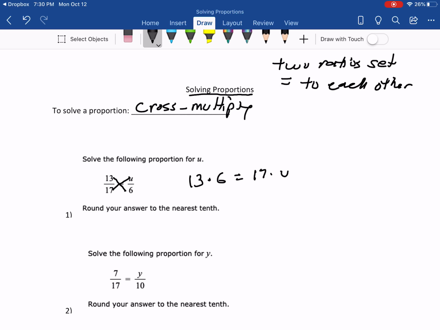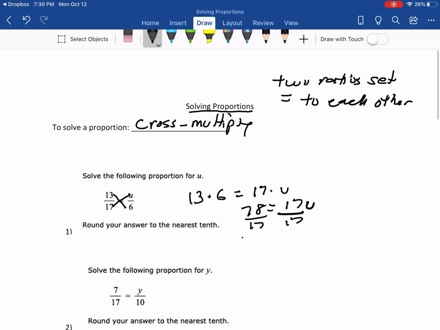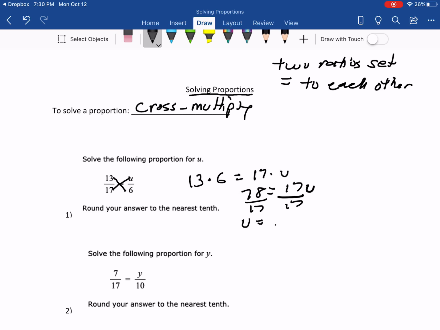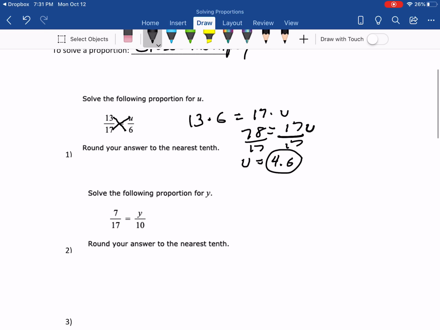So 13 times 6 is 78, equals 17u, and we'll divide each side by 17. 78 divided by 17 is 4.588823, which, to the nearest tenth, would be 4.6.